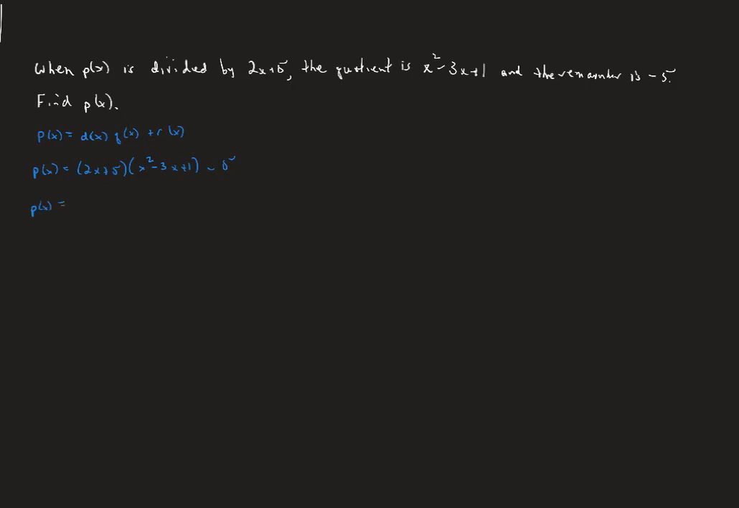So to reconstruct p of x, I'm going to distribute that. The 2x times x squared is 2x to the third. 2x times the negative 3x is a minus 6x squared. 2x times the 1 is a plus 2x. Coming back with the 5 and distributing that is going to be a 5x squared. 5 times a negative 3 is a negative 15x. And 5 times the 1 is a 5. And then we've got that other minus 5. So at the end of the day, I'm going to add these together. Our p of x is 2x to the third minus x squared minus 13x. And there is no constant, because the 5 and negative 5 killed each other off.